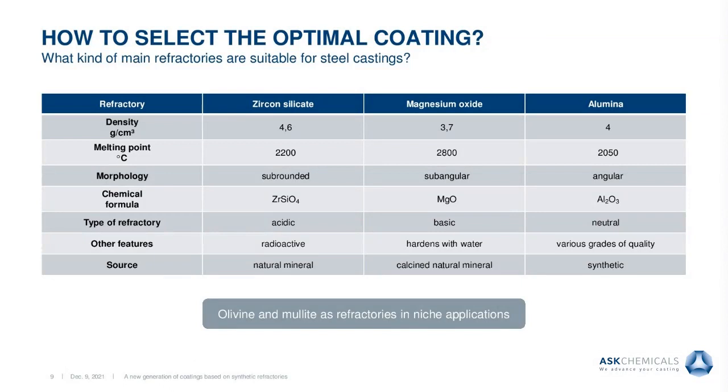And then we have alumina, also having a high density of around 4 and a high melting point of 2050 degrees, which is far enough for steel castings. The morphology is angular, and the beauty of this material is that the refractory is neutral. The interesting point is also that it's a synthetic refractory, and there are a lot of various grades available nowadays.